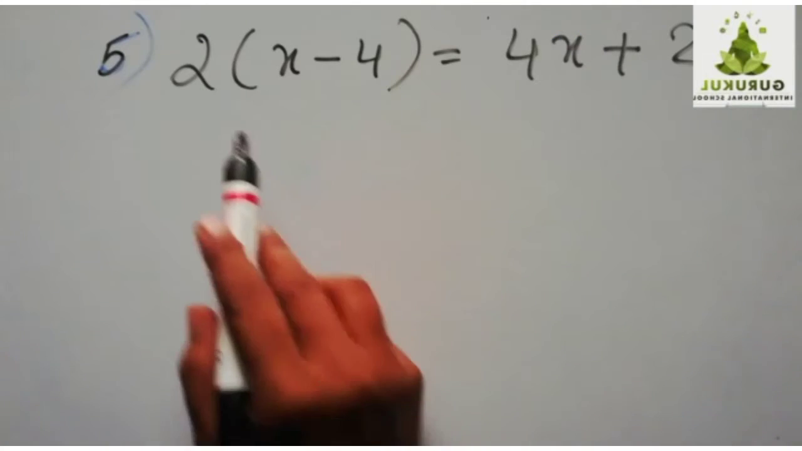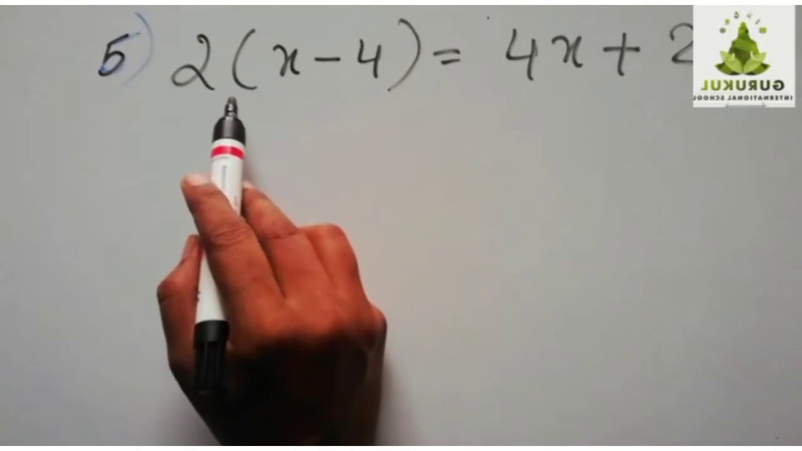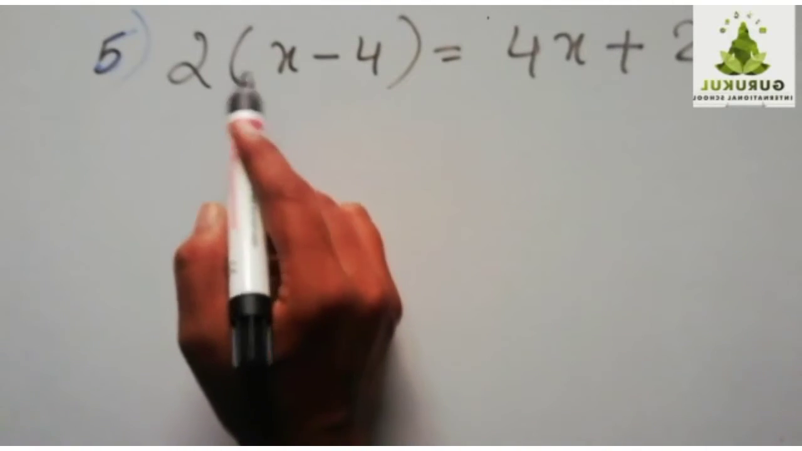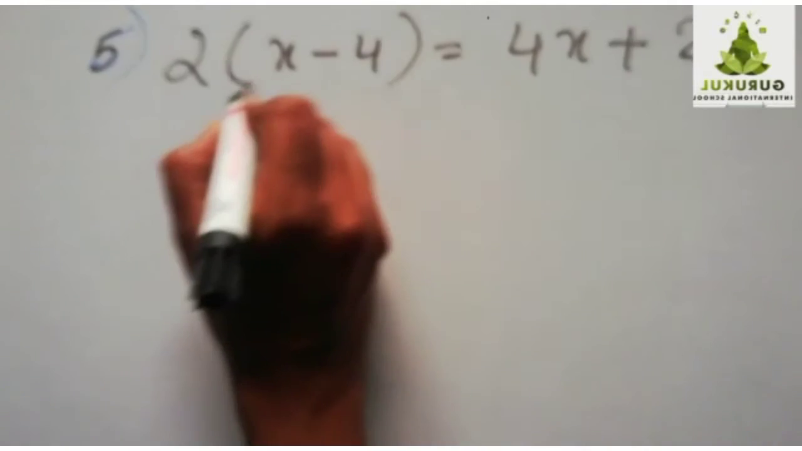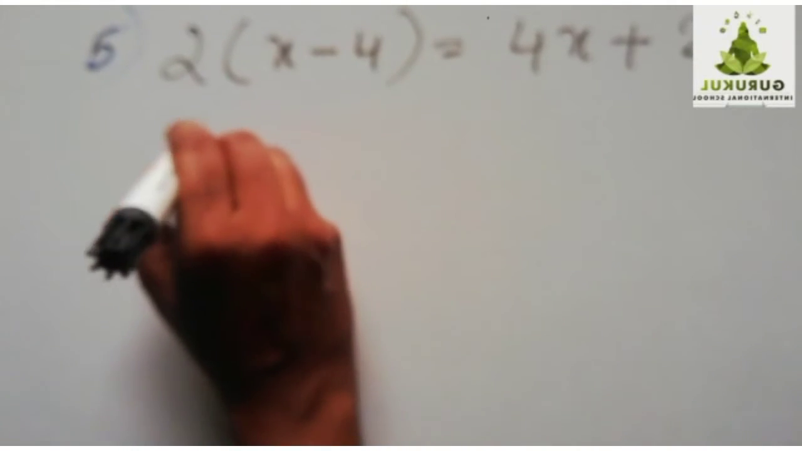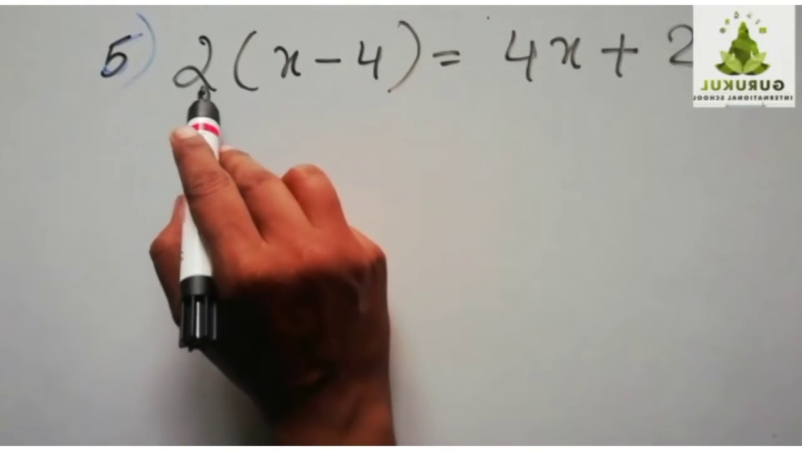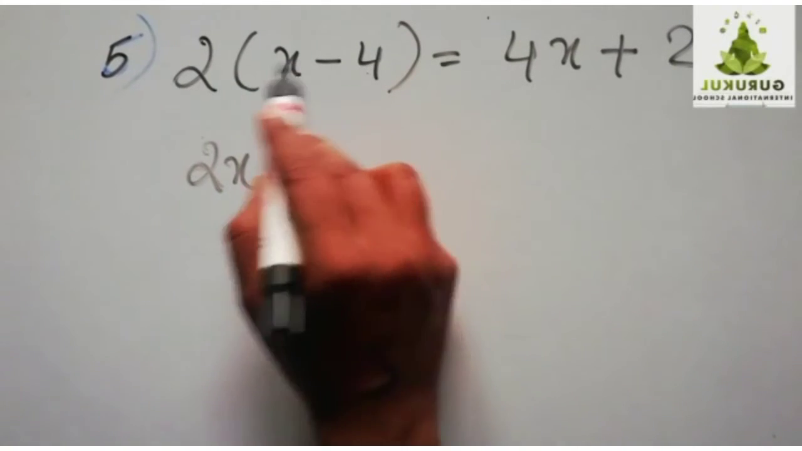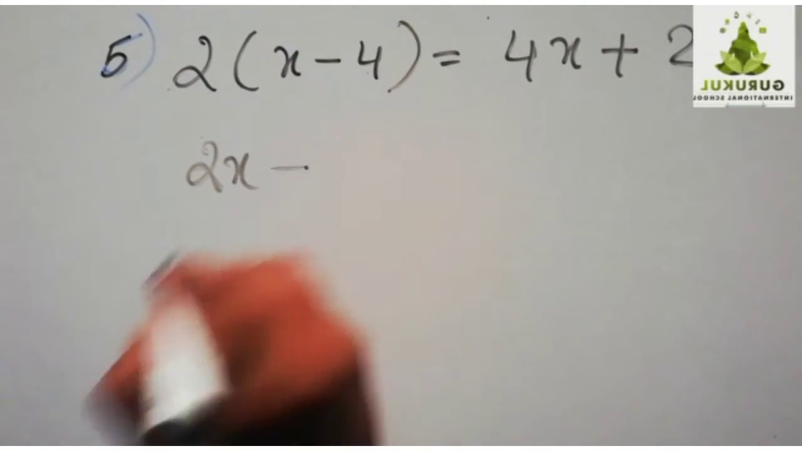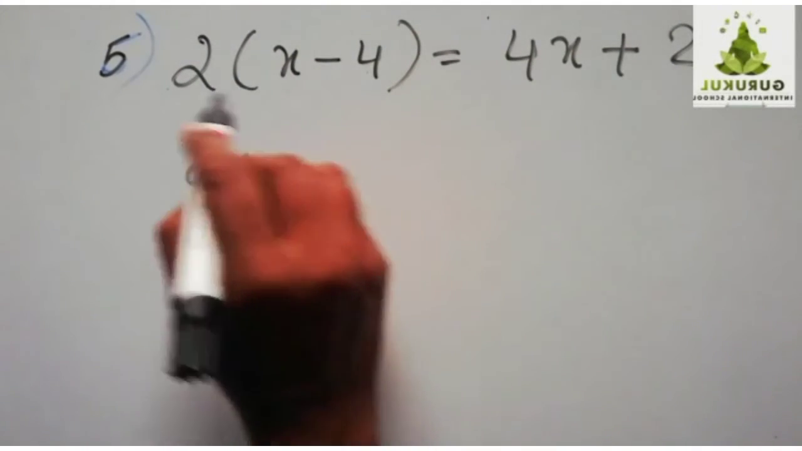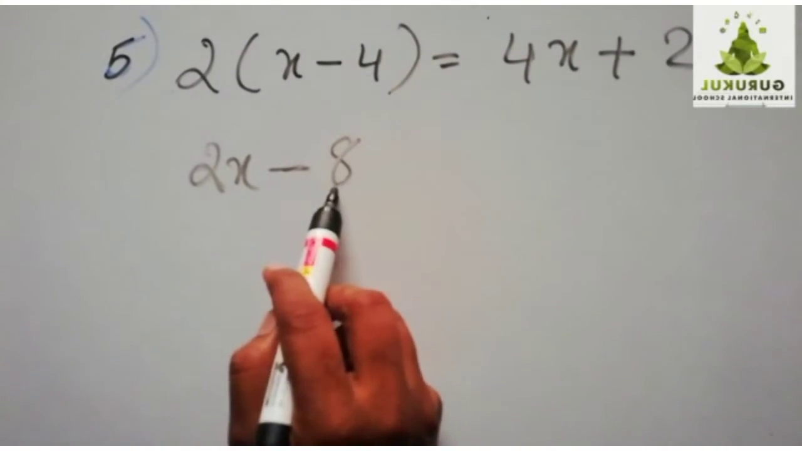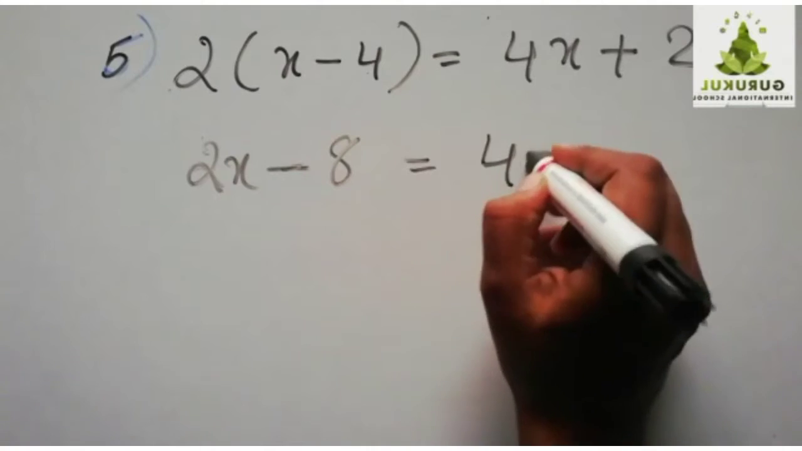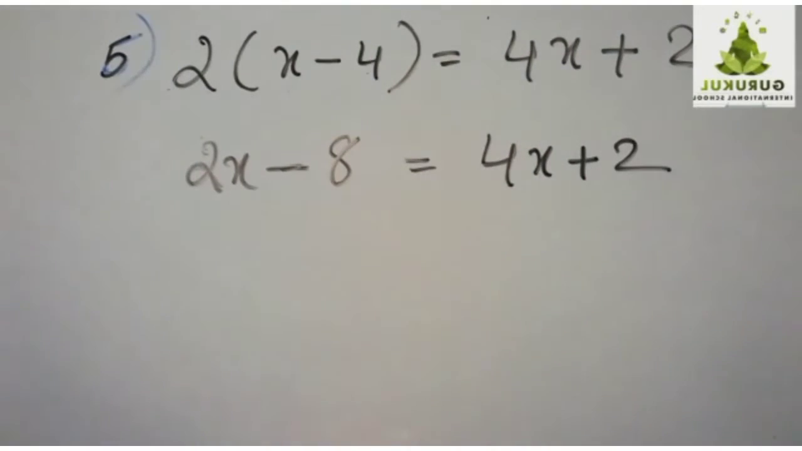Now question number 5. This is given to you. Now you can see, open the bracket, distributive law, 2 is for this and 2 is for this term also. So 2 into x is 2x. Now 2 into minus 4, plus into minus is minus, that way also you can do. 2x minus 2 into 4 is 8. So you get 2x minus 8. So that equals 4x plus 2. Is this clear to you?